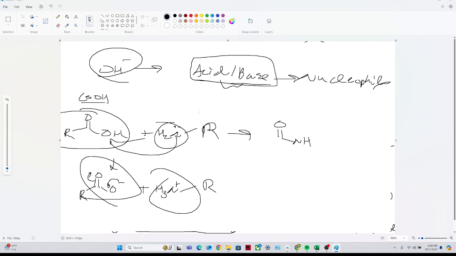So if you were proposed this type of mechanism on a test, and you were to say, oh, you're going to form an amide, you'd literally be wrong because what's quicker is a neutralization reaction. So remember that. Neutralization reactions, or rather acid-base chemistry, is quicker.